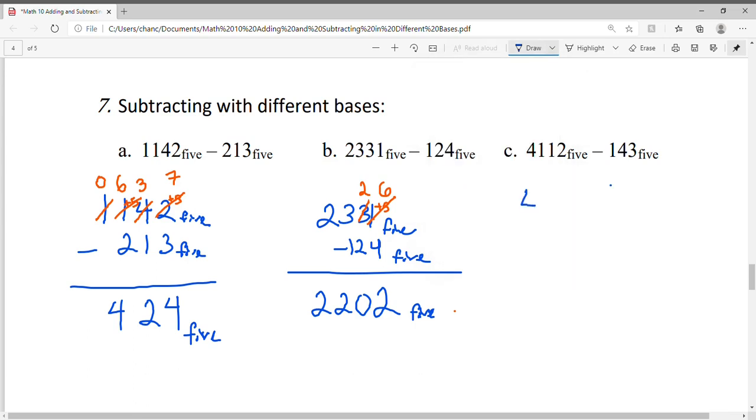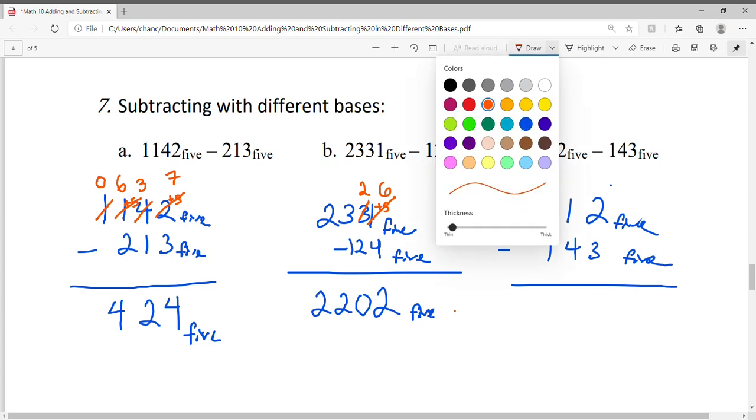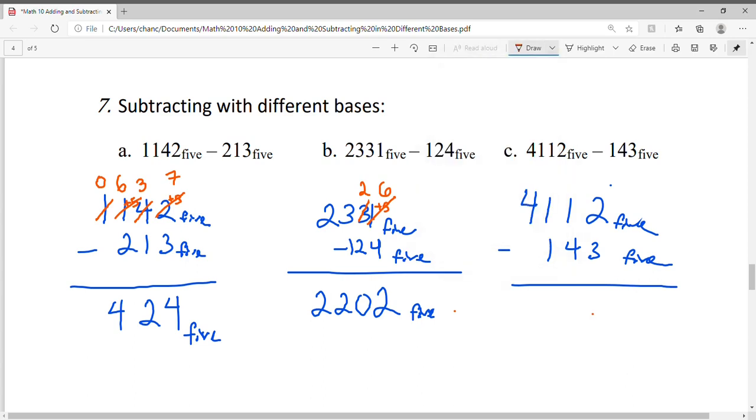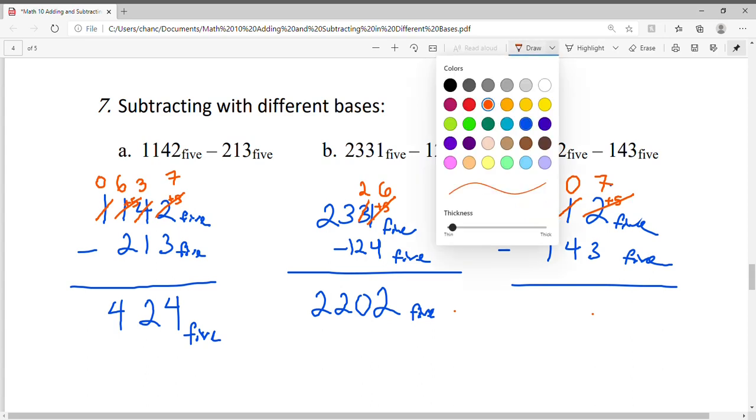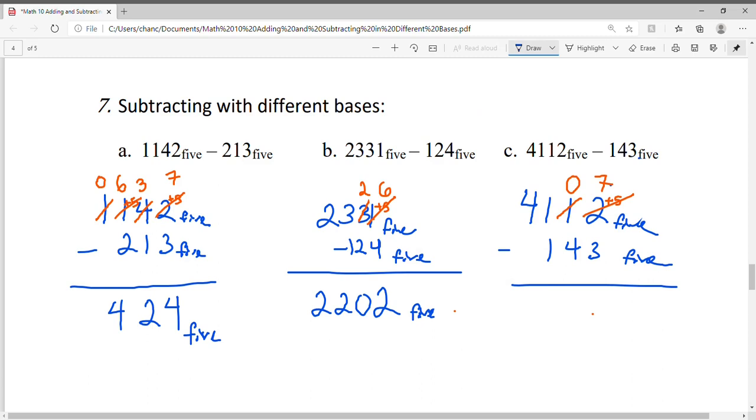For part C, we'll do 4, 1, 1, 2, base 5, and I'm going to subtract 1, 4, 3, base 5. We cannot take away 3 from 2, so we'll have to borrow from the 1. That becomes a 0. Since this is base 5, I'm going to add 5 to the 2, which makes it a 7. Now we can subtract. 7 minus 3 gives me 4.